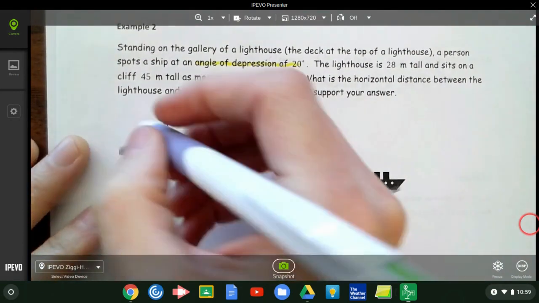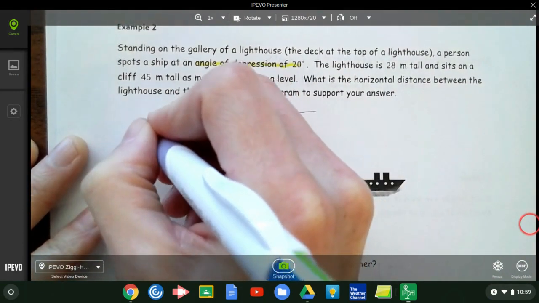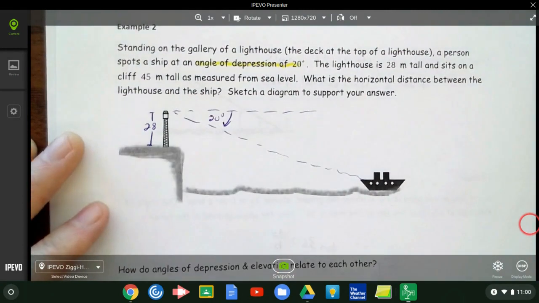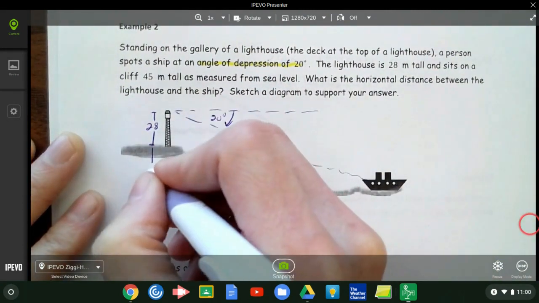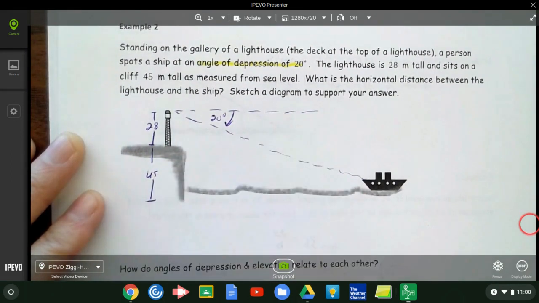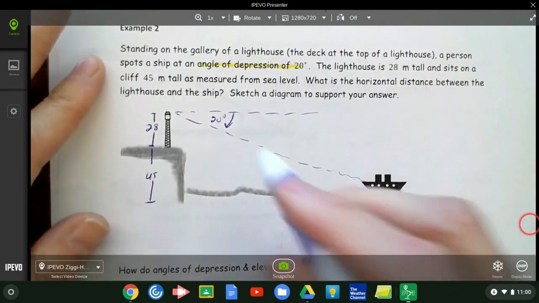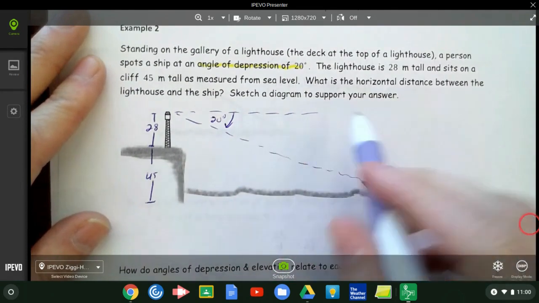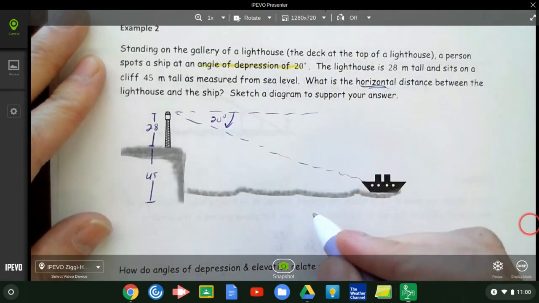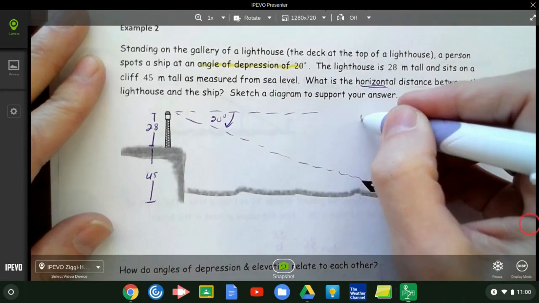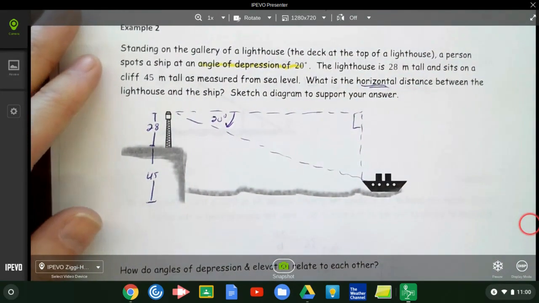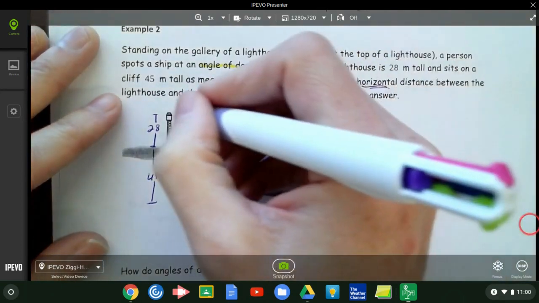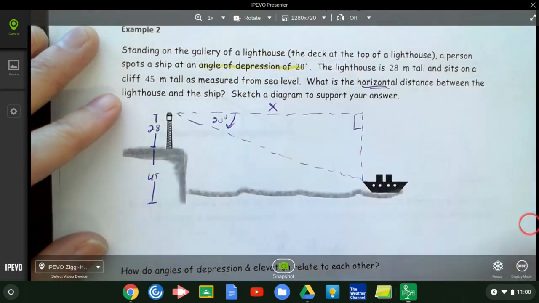The lighthouse is 28 meters tall and sits 45 meters off on a cliff. So that's a 45-meter cliff. What is the horizontal distance? That's important to know, the horizontal distance between the lighthouse and the ship. So if I create my triangle here, okay, well, let's see. I'm looking for horizontal distance, so that's what I'm looking for.